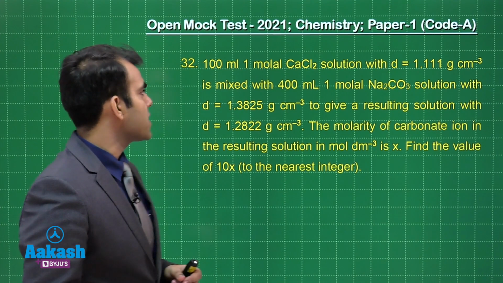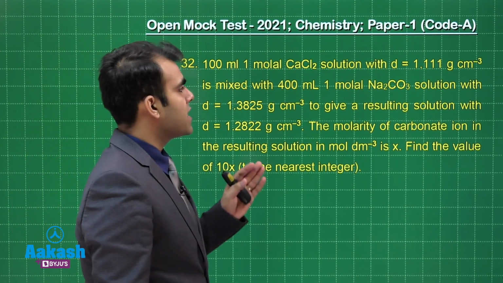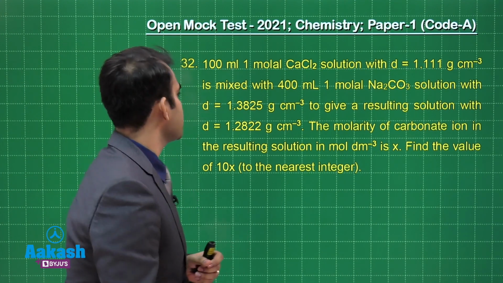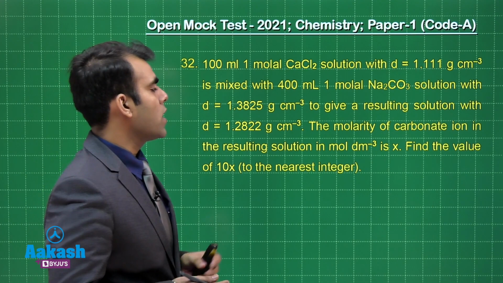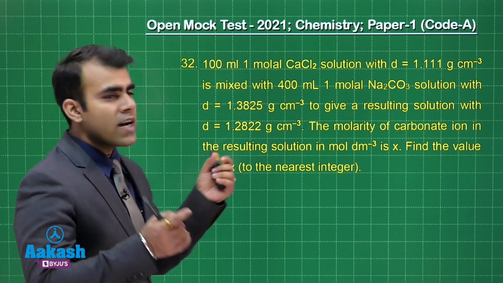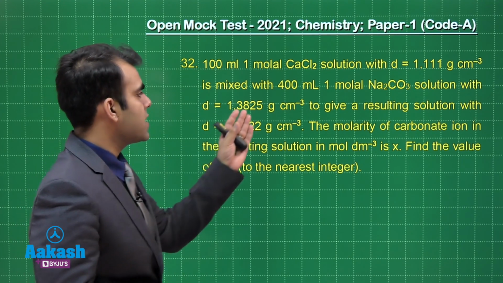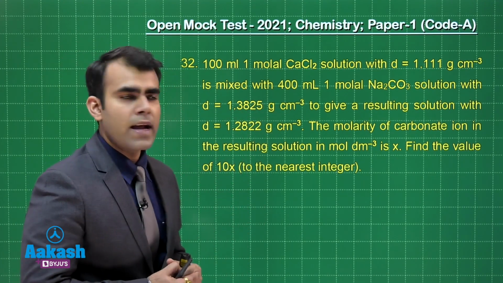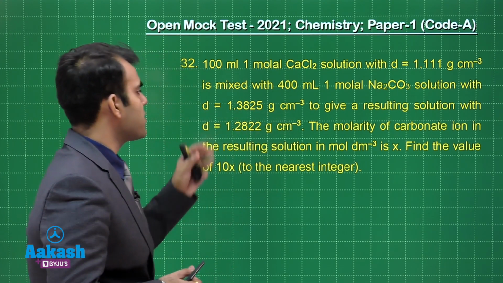So here the question is 100 ml 1 molal calcium chloride solution with density 1.111 gram per cc is mixed with 400 ml of a 1 molar Na2CO3 solution. So here we are mixing two solutions. One is having volume 100 ml and the other is having 400 ml, with density this, to give a resulting solution with density.